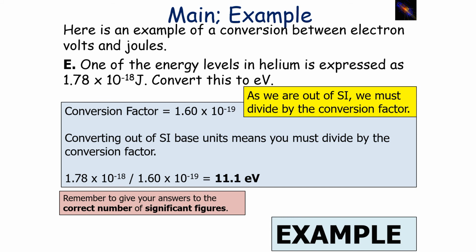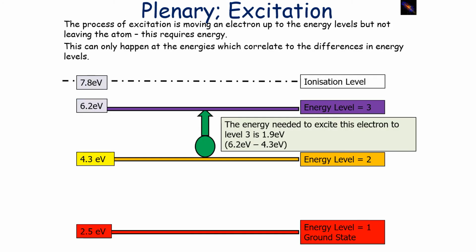Now if you wanted to go the other way and convert one of the energy levels in helium from 1.78 times 10 to the minus 18 joules into eV, you've now got to divide by that conversion factor. So you do 1.78 times 10 to the minus 18 divided by 1.60 times 10 to the minus 19 equals 11.1 eV.